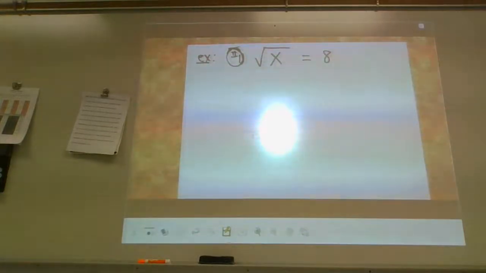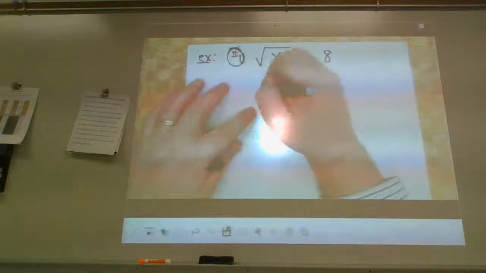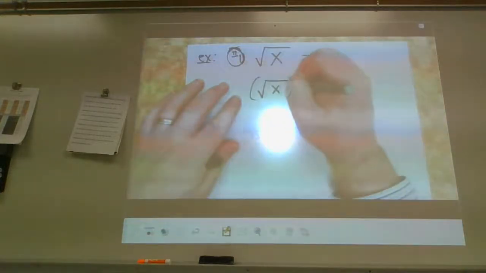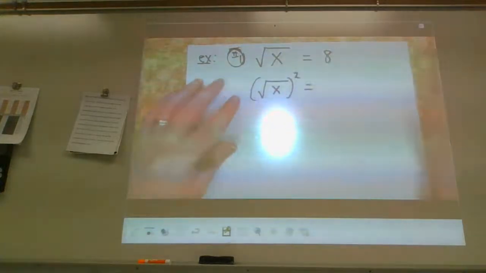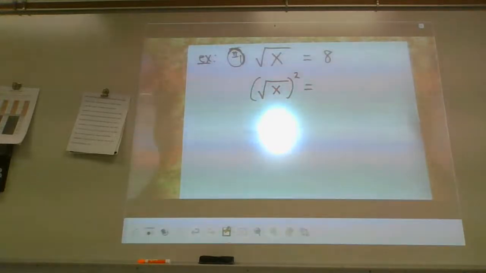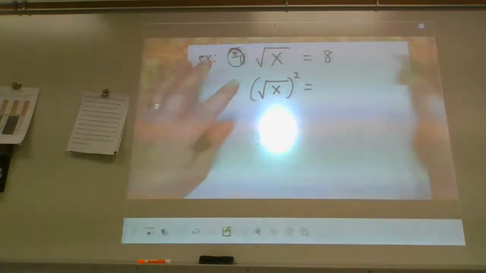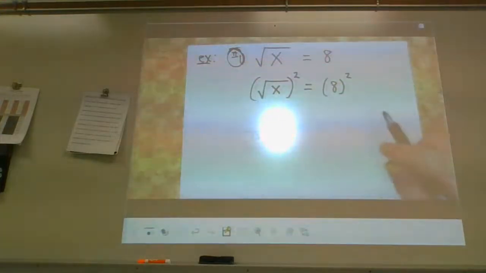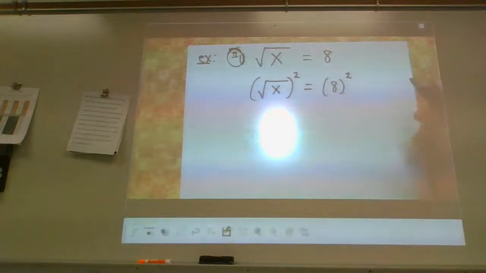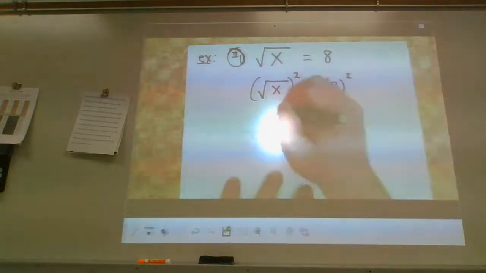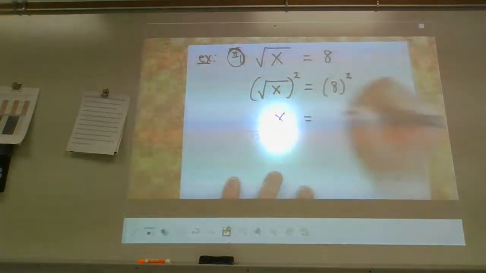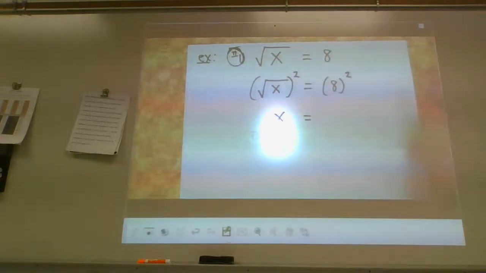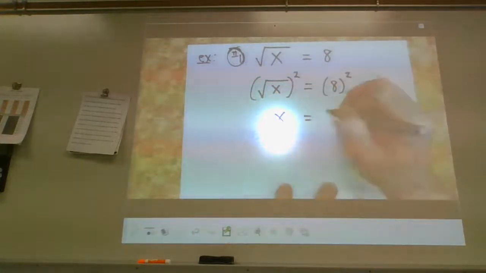I'm actually going to write it out long ways. So square root of x would now be squared, but whatever you do to one side, you must do to the other. So that 8 is also squared in order to keep things balanced. That square root and that square will mutually knock each other out, leaving you with x. And on the right side of the problem, well, it's just 64.